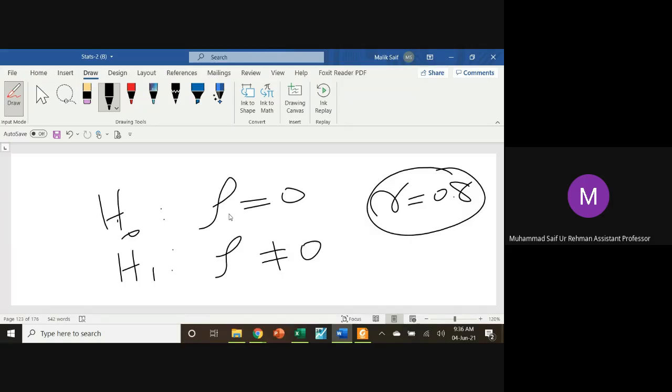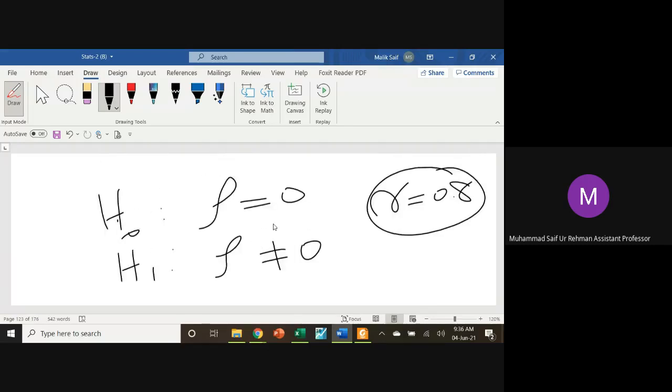So if rho is equal to 0, this is the population parameter rho, representing the relationship between the two variables. Rho equal to 0 means there is no correlation between the two variables. If rho is not equal to 0, it means there is correlation between the two variables. So if you reject the null hypothesis, you will accept the alternate hypothesis, and you will say that there is a correlation between the population variables. Population, you can say x and y, two variables that are part of the population.